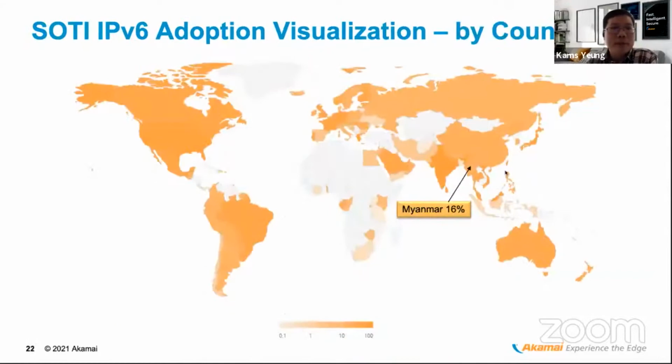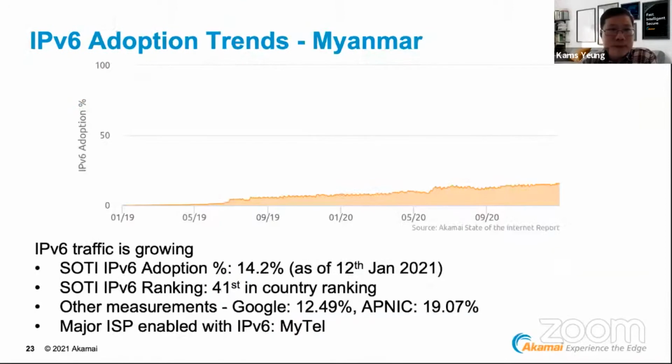Next is the Ipv6 adoption that we observe. For Myanmar, we observe about 14 to 16% Ipv6 adoption. And this is the trend that we observe. As of 2 days ago, in terms of country ranking, Myanmar is 41st. Not that bad, but I think there's room for improvement.